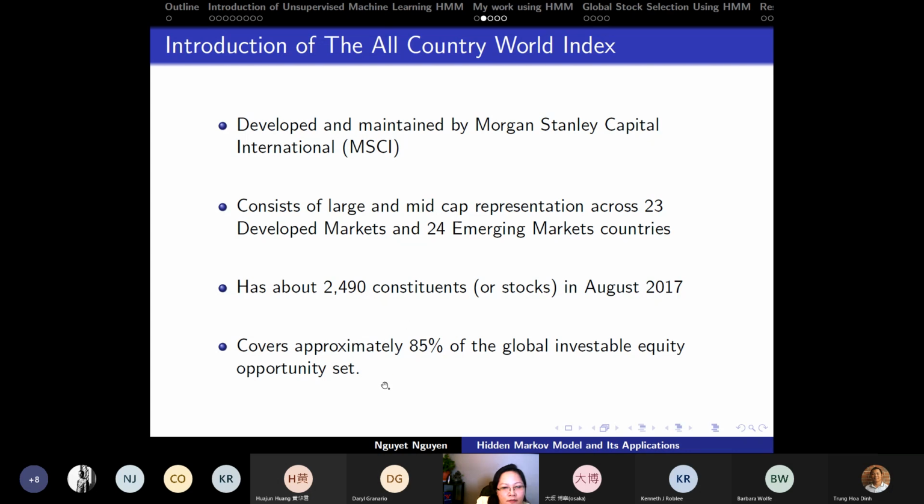And it covers about 85% of the global investable equities opportunity set. So this is why we want to set up our trading in this very large market. We applied the hidden Markov model to trade in the U.S. market, to pick stocks in the S&P 500 already. So this one we expand to the All Country World Index.